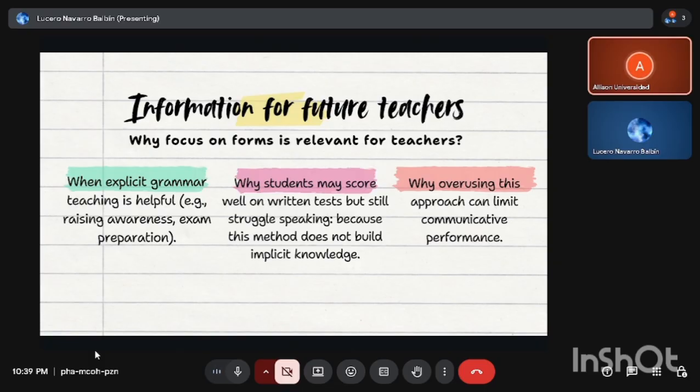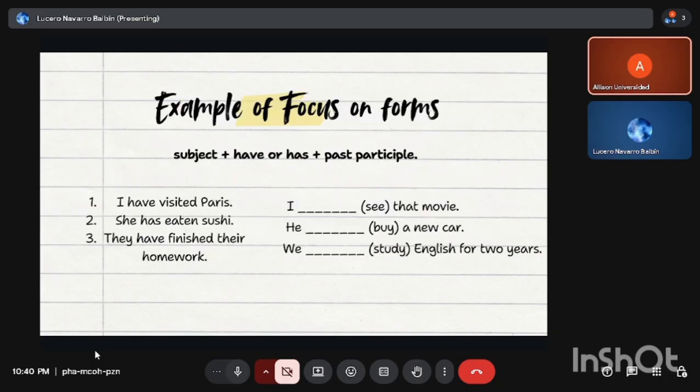If we rely on this method, our students will have a gap between what they know about the language and what they can actually do with the language. So, as teachers, we must use focus on forms in a really strategic way. It should be one tool in our toolbox, not the entire toolbox. Now, we will present to you an example of this method as a role play between the two of us.